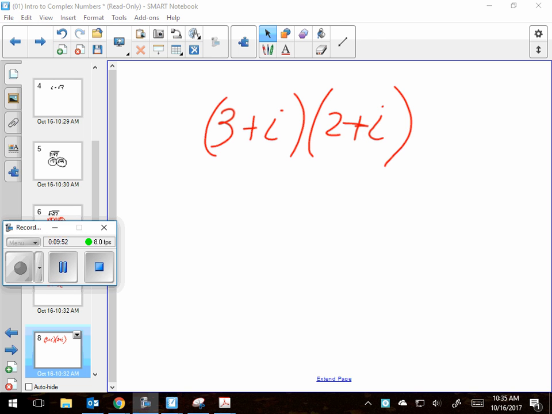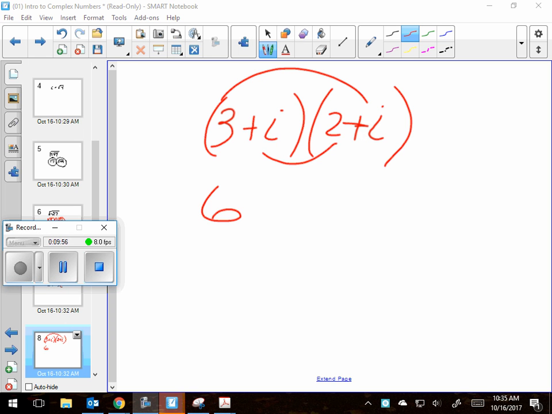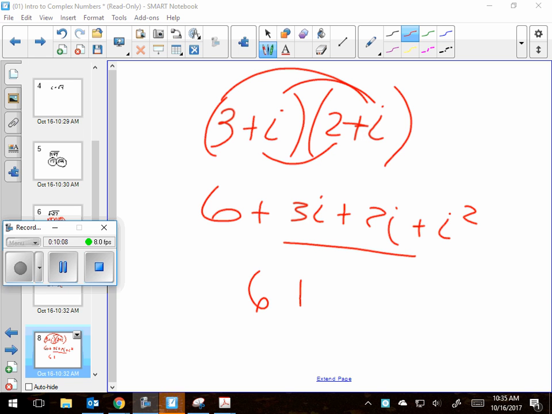All right, so you should have said 3 times 2 is 6, and then the outside ones, and then the inside ones are plus 3i plus 2i, and then the lasts are going to be i times i, which is i squared. Then I put the 2i and the 3i together: 6 plus 5i plus i squared. And that is right so far. How many of you are right so far?